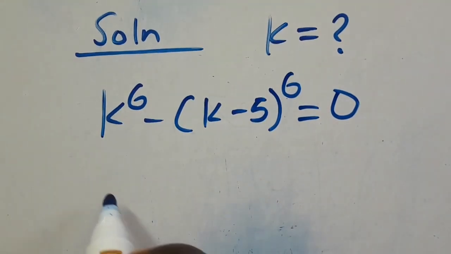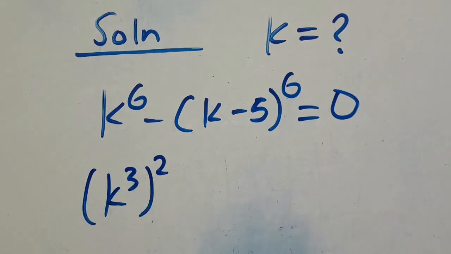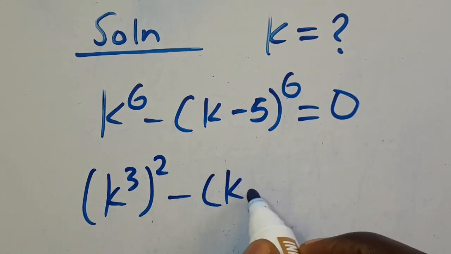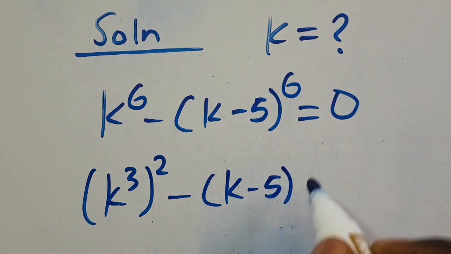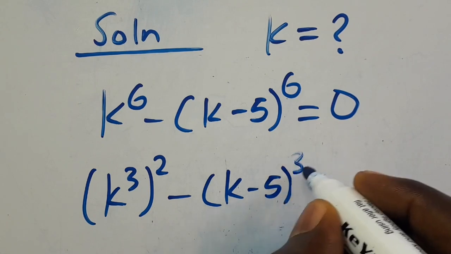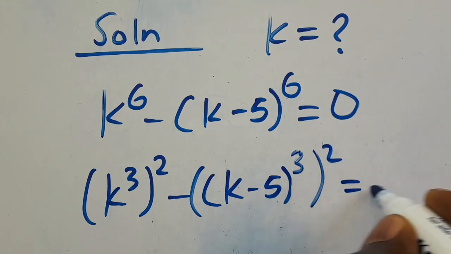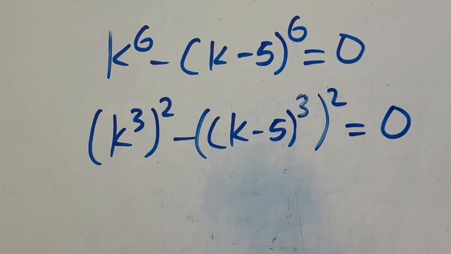Then we can re-express this as (k to the power of 3) all to the power of 2, because 3 times 2 will give us 6, minus ((k minus 5) all in bracket to the power of 3), then again to the power of 2. Then we set everything equal to 0. 3 times 2 will give us 6. Then we are looking at this expression.